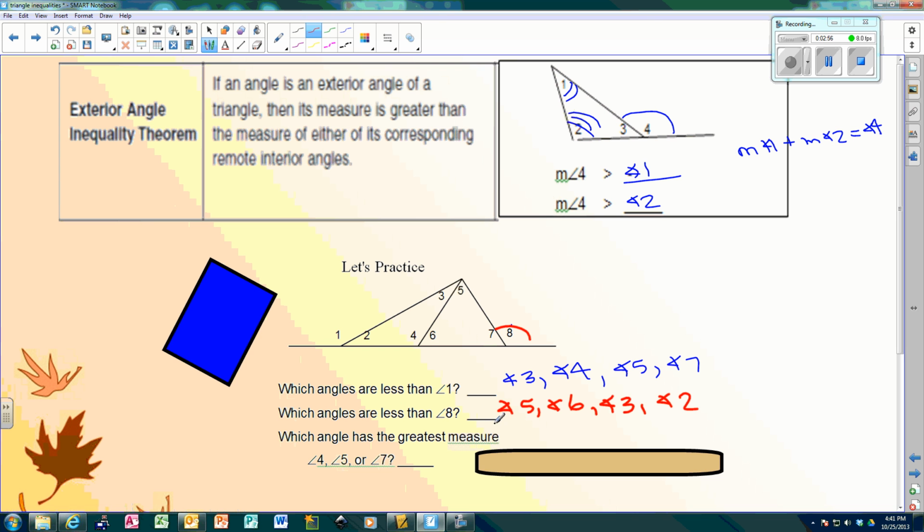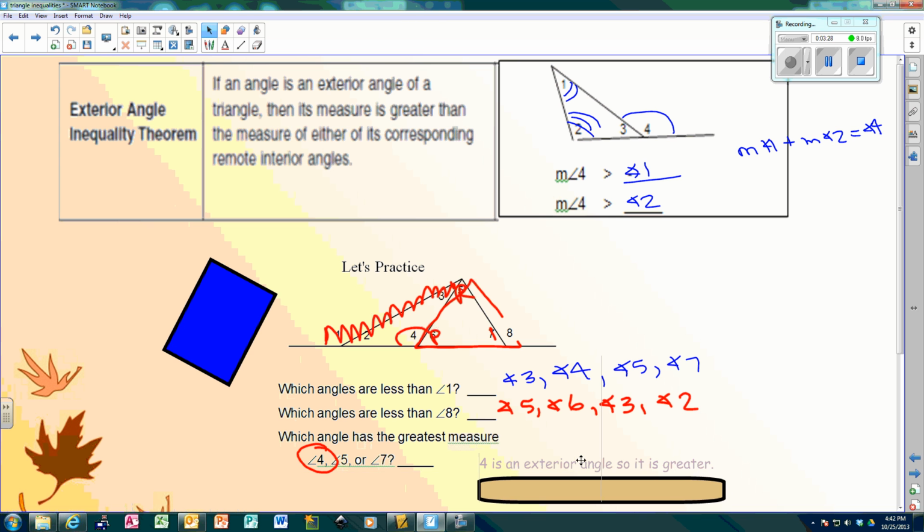So which angle has the greatest measure? 4, 5, or 7? Well, if you think about it, isn't angle 4 exterior to this triangle here? So we're not looking at angle 8 anymore. Angle 4 is exterior, so 6 would be the linear pair, which makes 5 and 7 the remote interior angles, right? So angle 4 has the greatest measure. Angle 4 is an exterior angle, so it is greater.